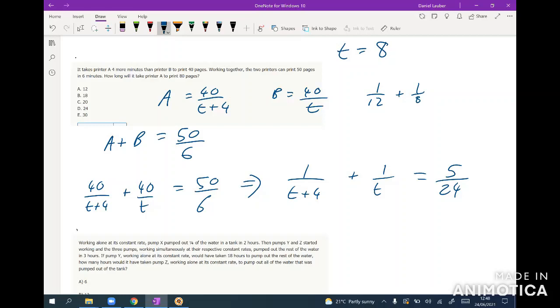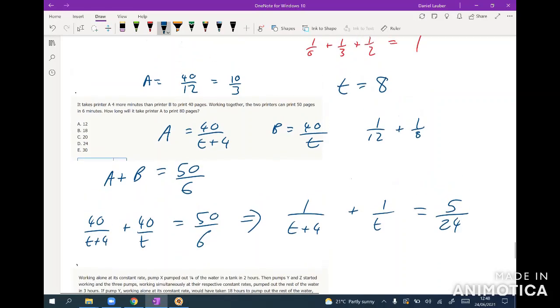And so T equals 8, then we have A equals 40 over 12, which is 10 over 3. And so how long does it take printer A to print 80 pages? Well, that's how many pages he prints a minute. That's his rate. So do 80 divided by 10 over 3. That's how long it will take, which in other words is 3 times 8, so 24 minutes.